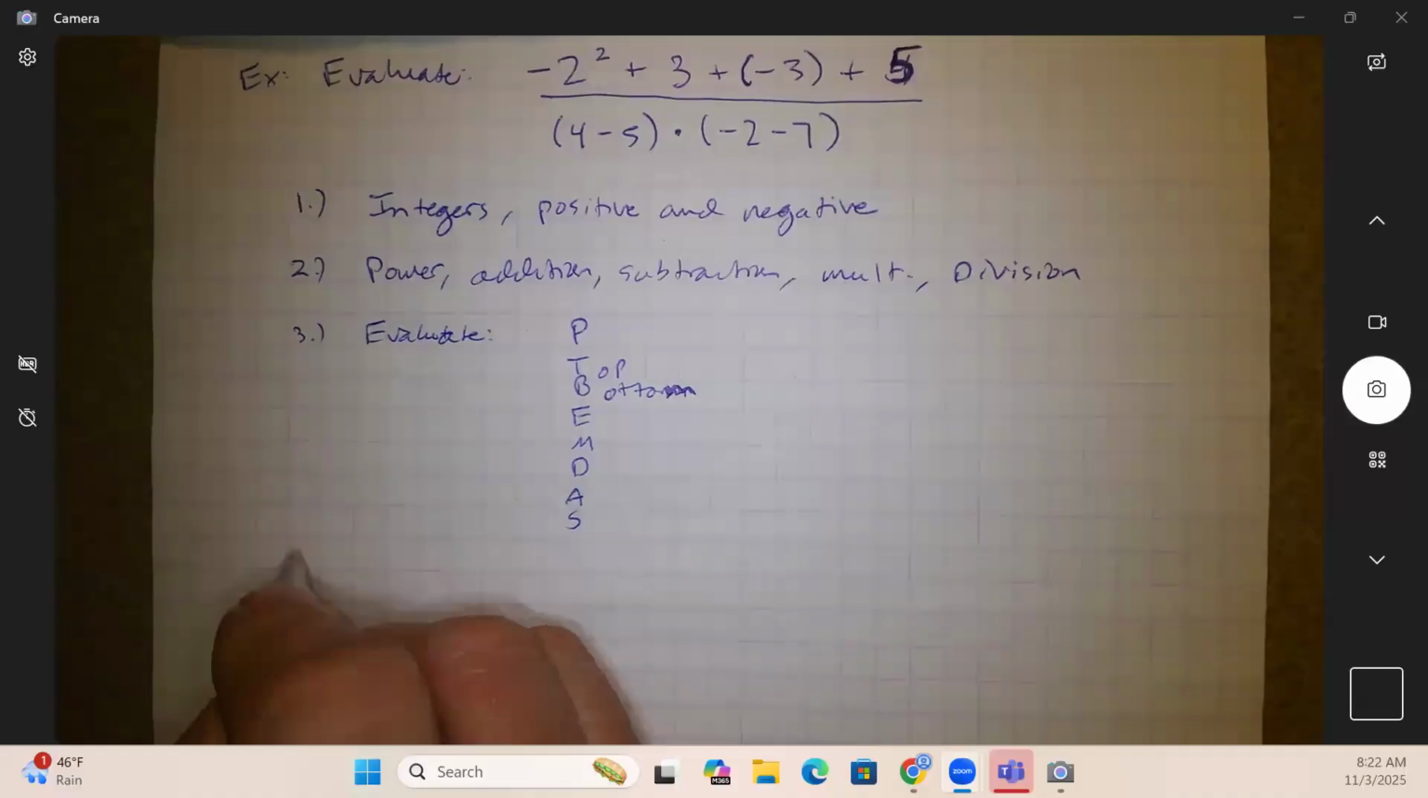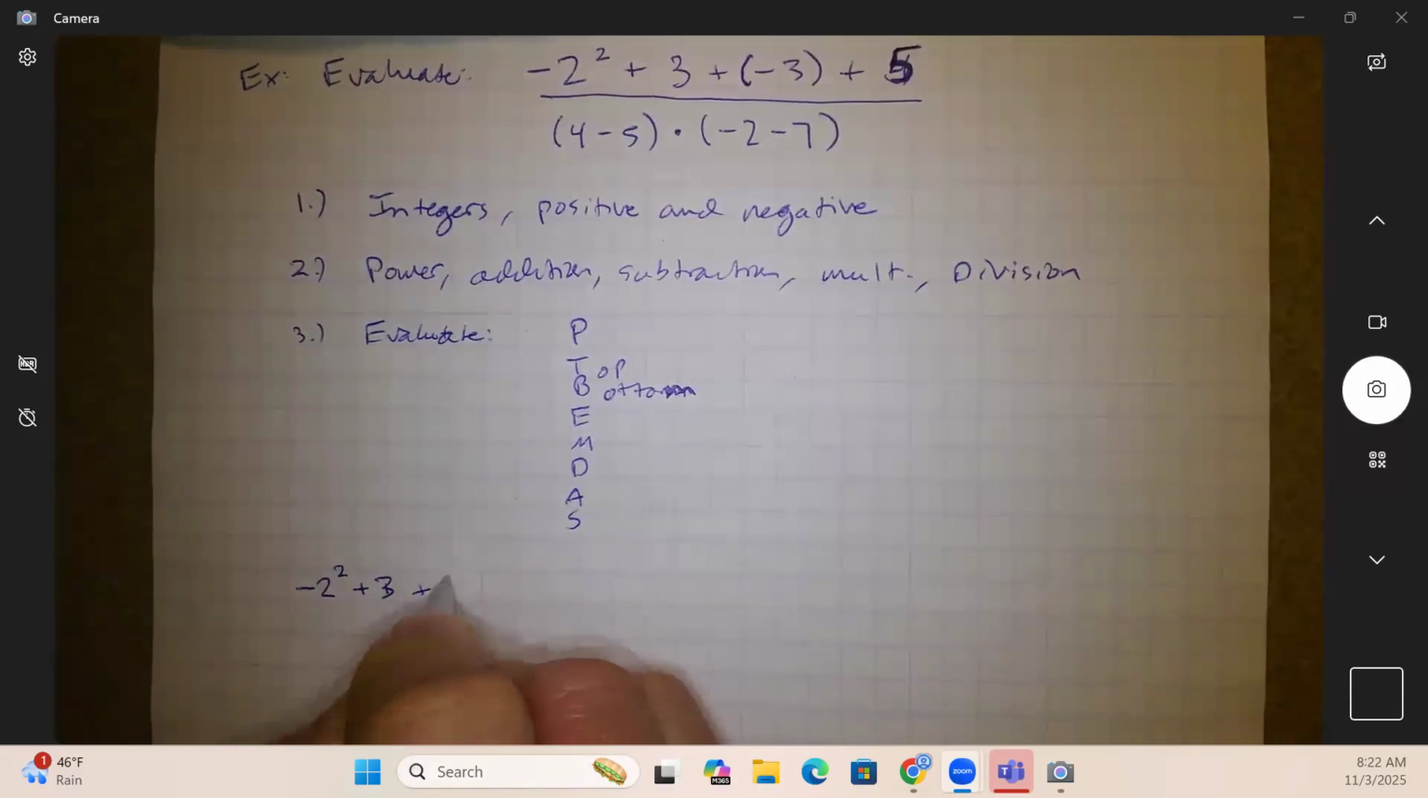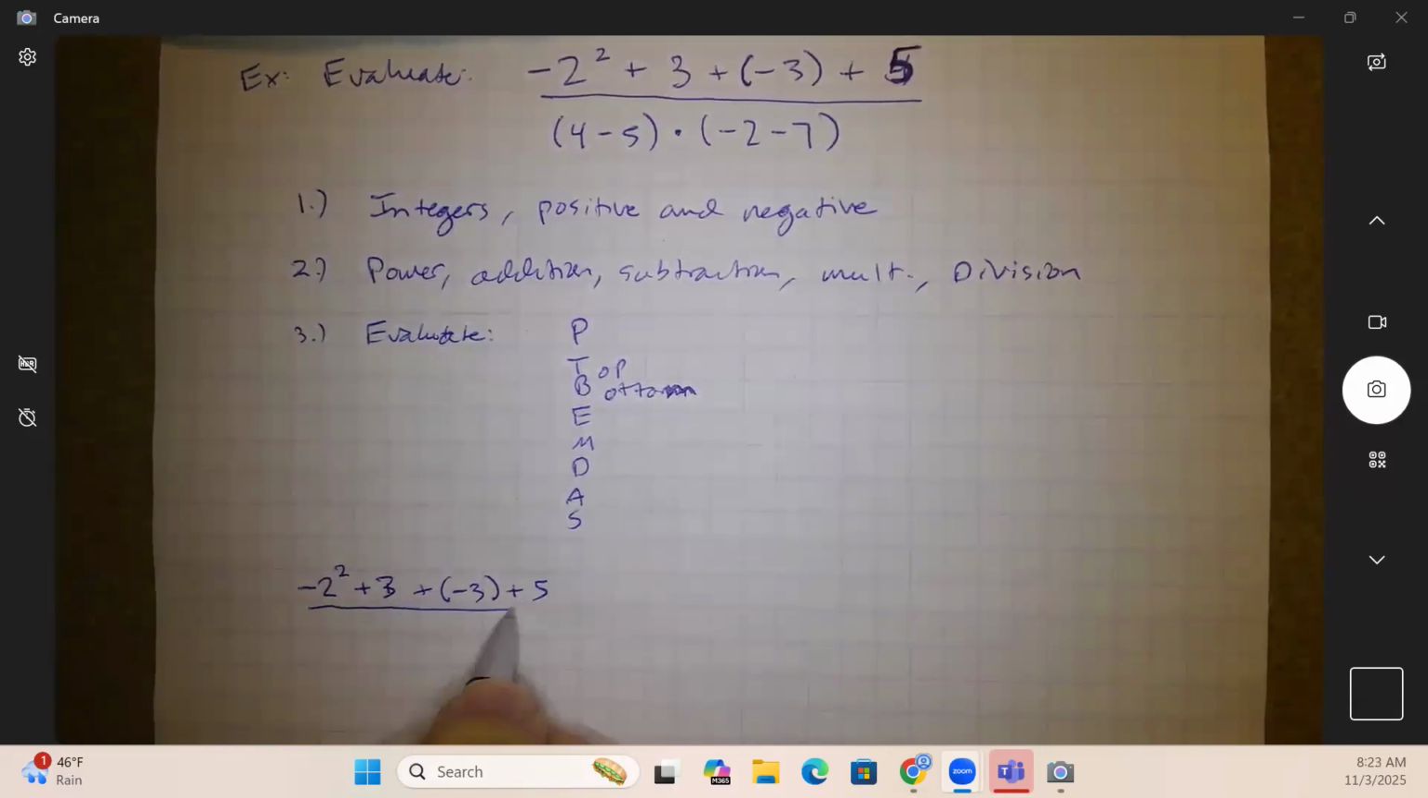So here we go. -2 squared plus 3 plus -3 in parentheses plus 5, all divided by 4 minus 5 times -2 minus 7. And as you get more comfortable, you may combine some of these steps. You might start taking care of the top and the bottom. But I just want to do this really systematically first.